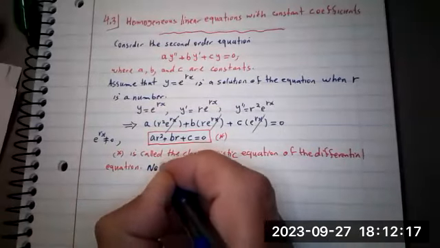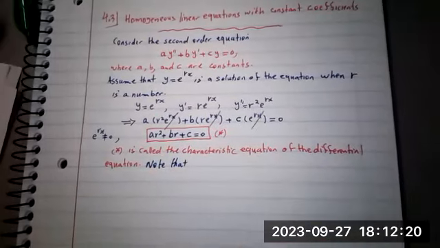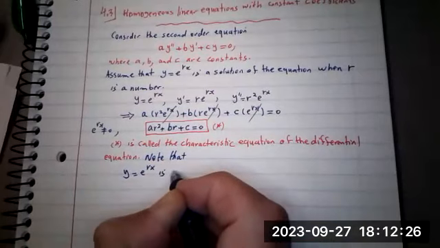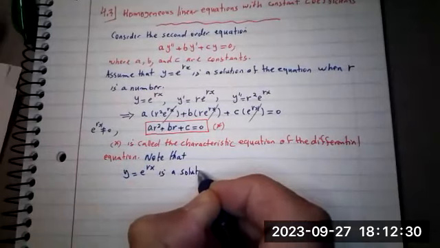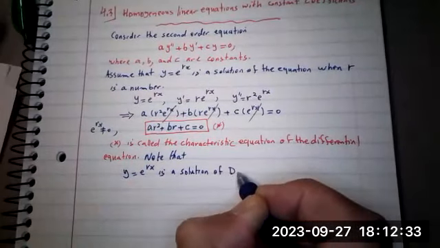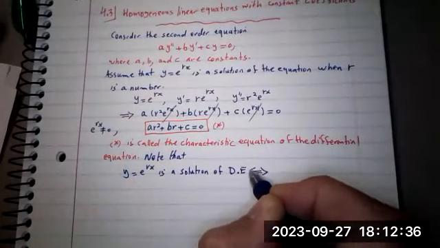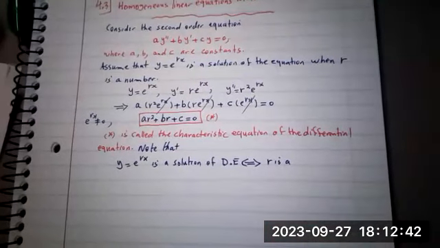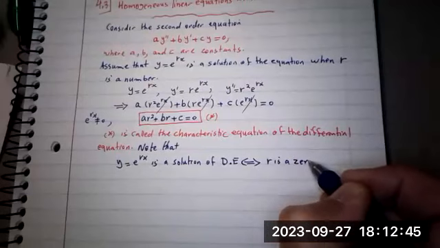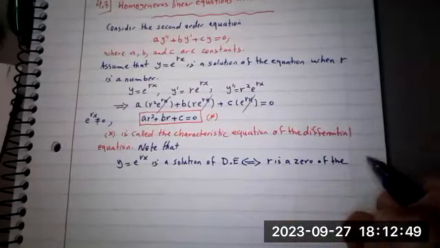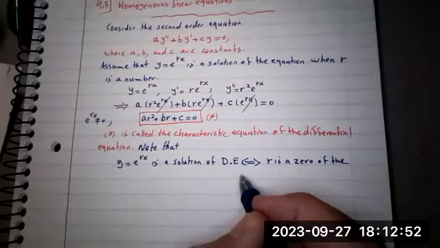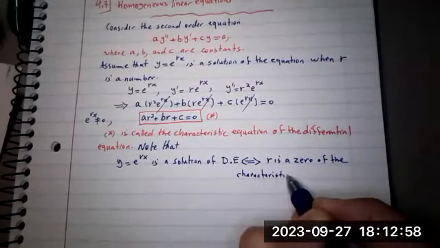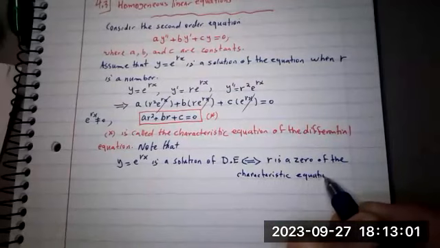So note that y equal to e to the rx is a solution of the differential equation if and only if r is a solution, a zero, of the characteristic equation, or star.